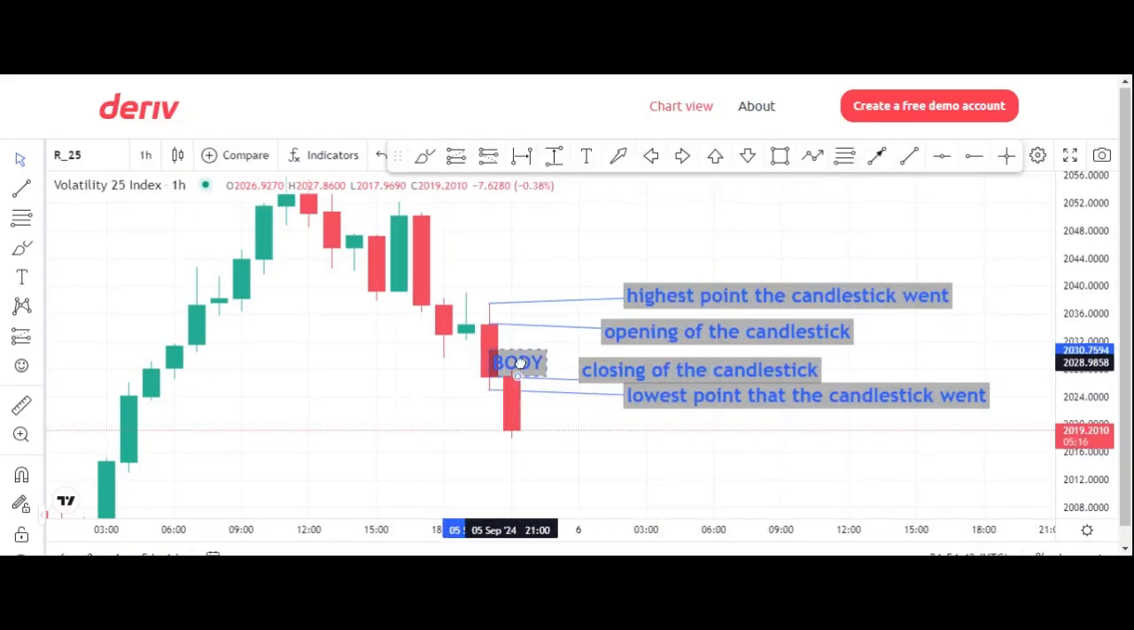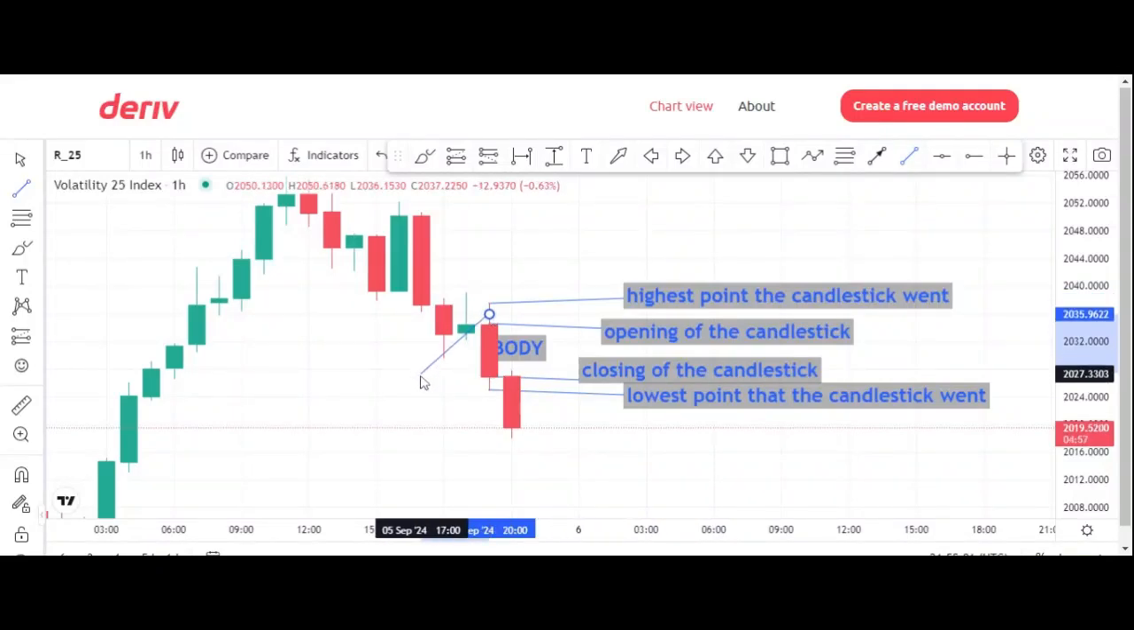That's the body there. Let me position it well on the center of the candlestick. Then, these are the wicks I was talking about. This one, which we said, is the upper wick. Then this one we said is the lower wick. So I will label them all as wicks.